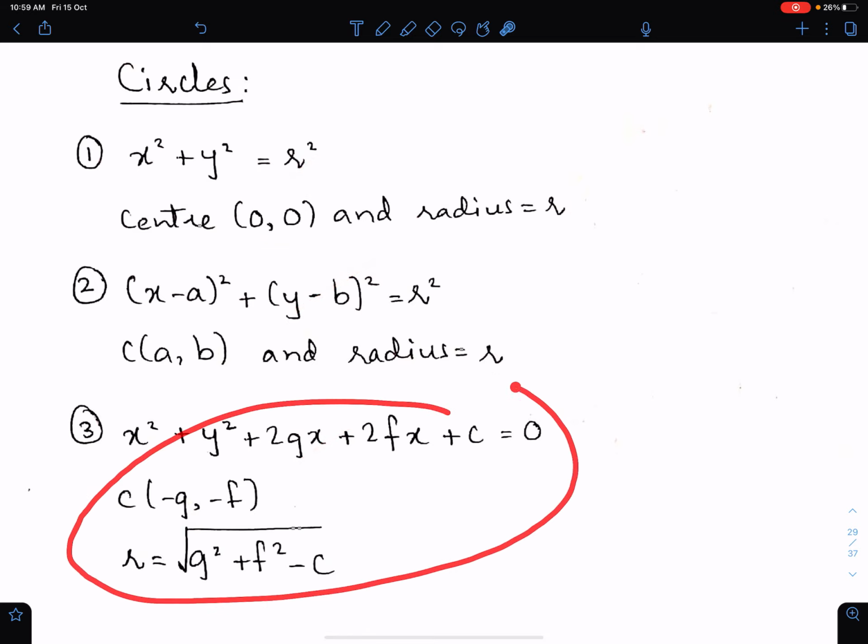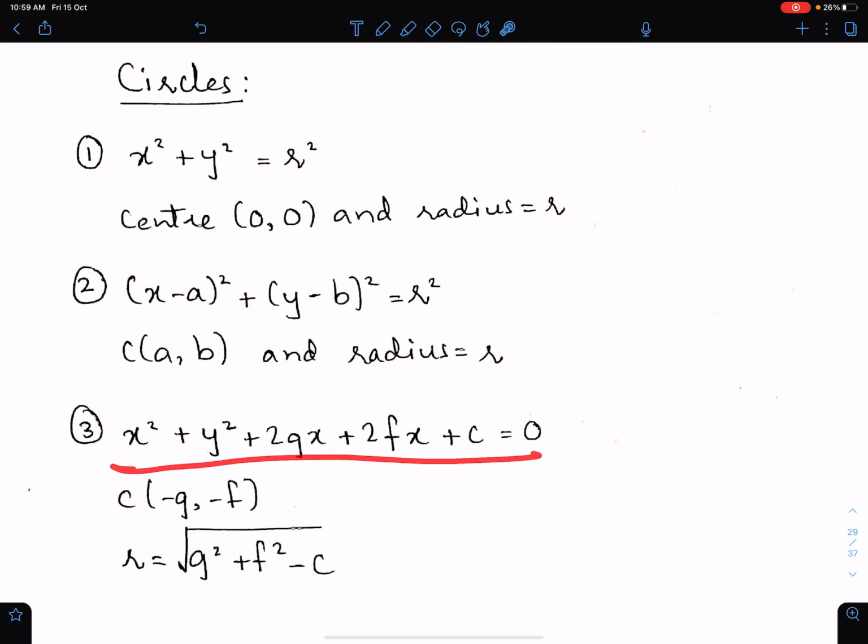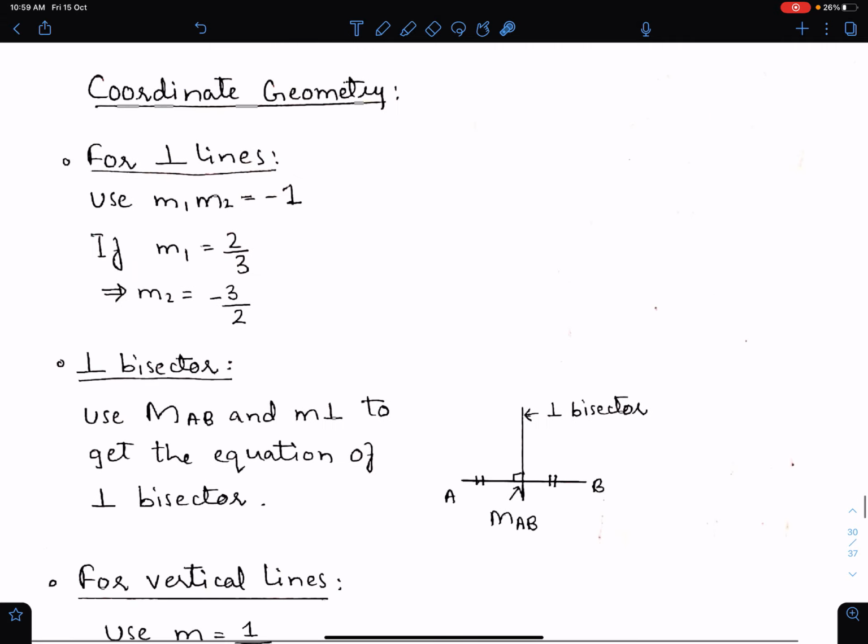This one is very important. This equation has center at minus g and minus f, and this is the formula to get the radius. Coordinate geometry.